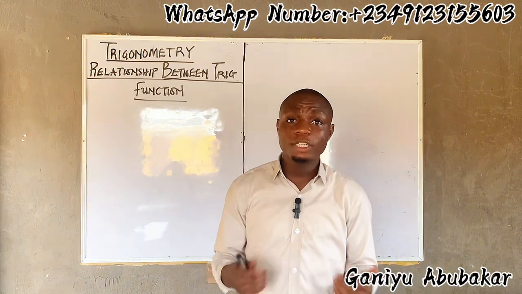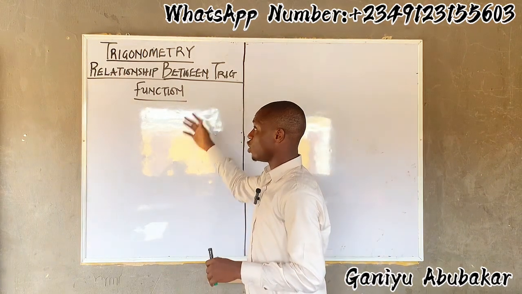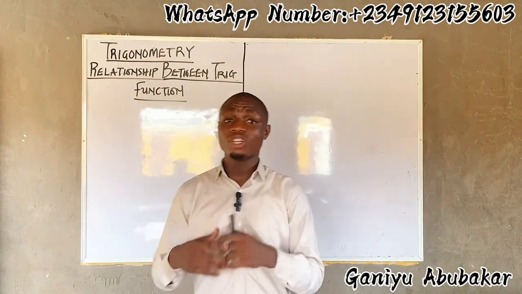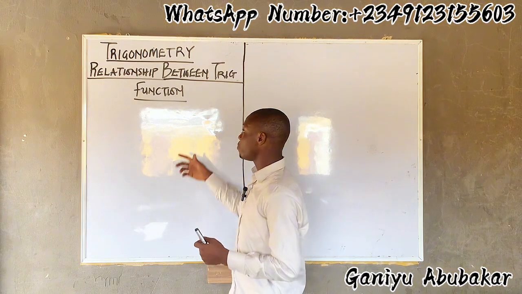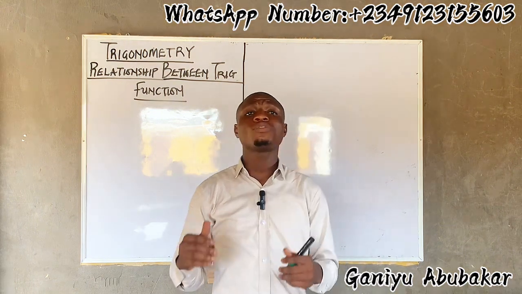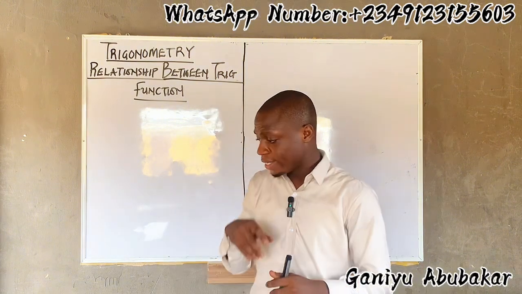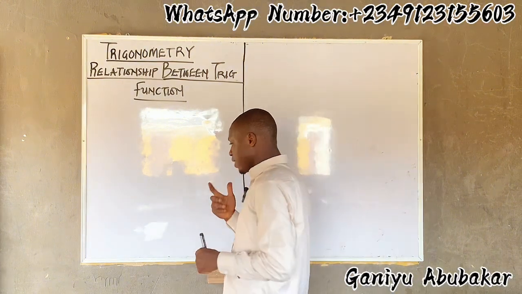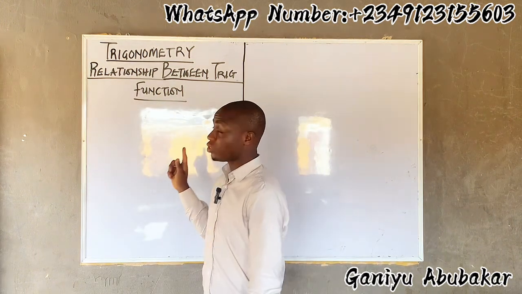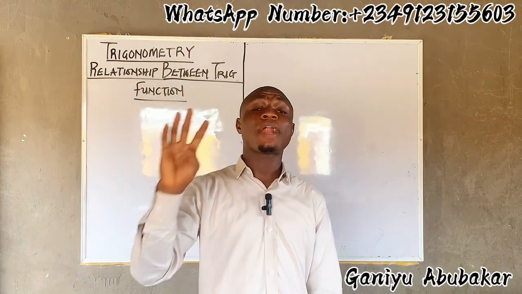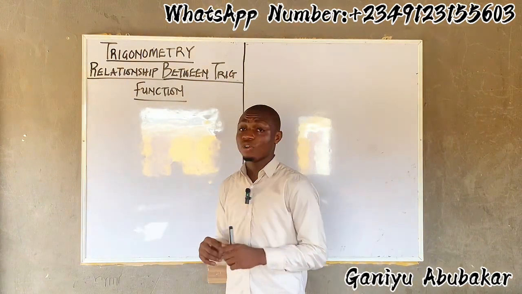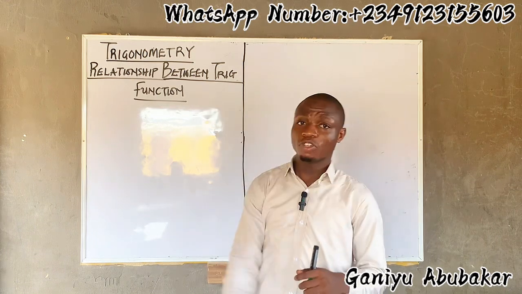Let's proceed by looking at the concept of relationship between trigonometric functions, or you call it trig functions, right? To save space, that's why I use trig, right? So when it comes to relationship between trig functions, there are about six parameters to note, and after knowing the six, you are good to go.